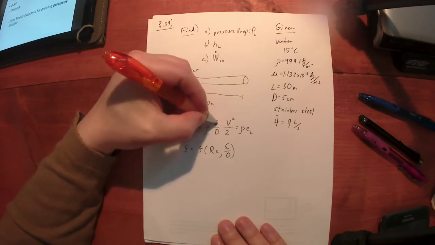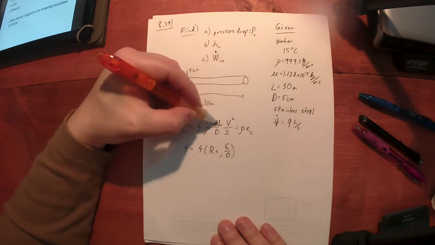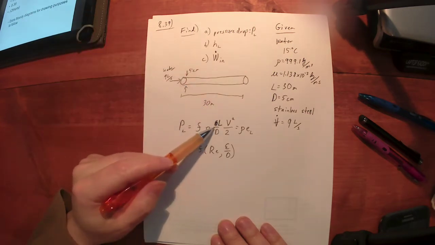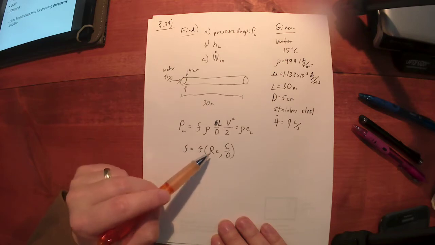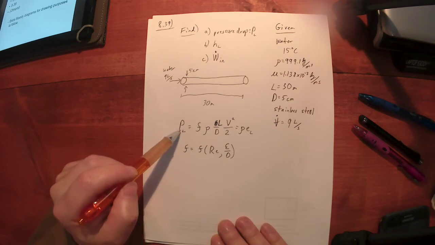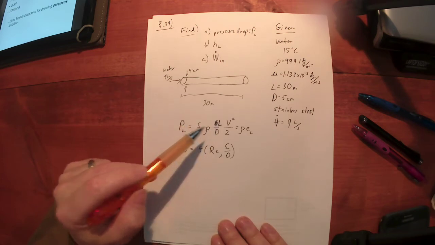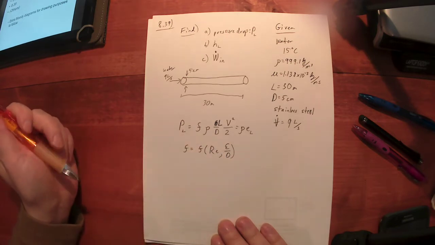I apologize. This is length over diameter. Here, this is epsilon over d. So the Darcy friction factor is a function of the Reynolds number and epsilon over d. The pressure loss is going to be a function of length over diameter. We call this the relative length. We call this the relative roughness.